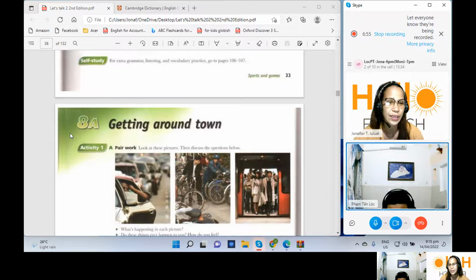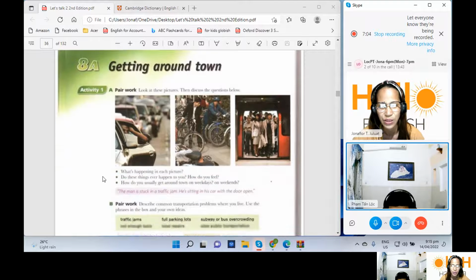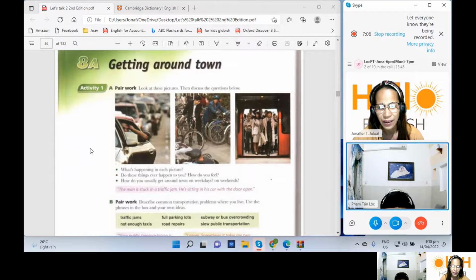This time, unit 8A. Getting around town. Look at these pictures, then discuss the questions below. Okay. Where are they? So what's happening in each picture? Can you explain, Luke, in each picture? What's happening here?